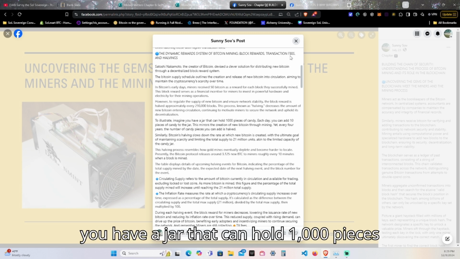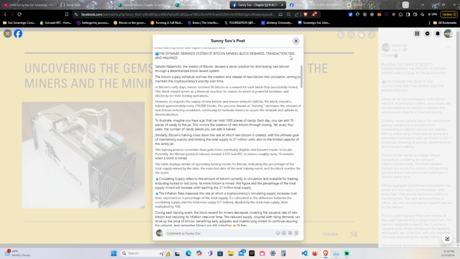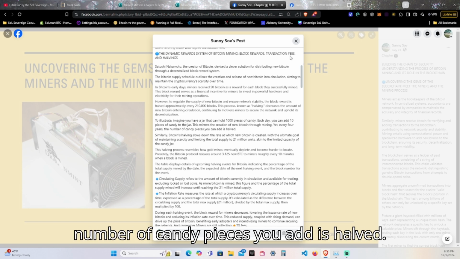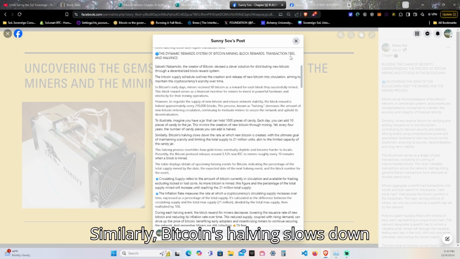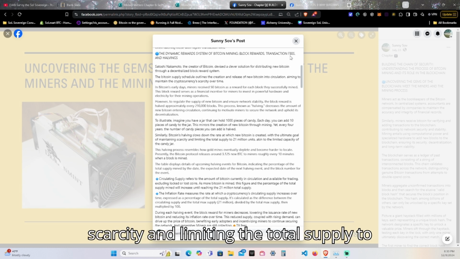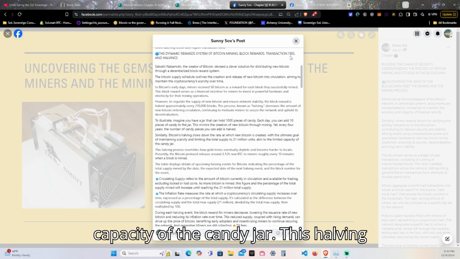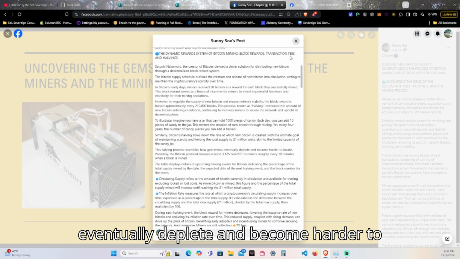To illustrate, imagine you have a jar that can hold 1,000 pieces of candy. Each day you can add 10 pieces of candy to the jar. This mirrors the creation of new Bitcoin through mining, yet every 4 years the number of candy pieces you add is halved. Similarly, Bitcoin's halving slows down the rate at which new Bitcoin is created, with the ultimate goal of maintaining scarcity and limiting the total supply to 21 million units, akin to the limited capacity of the candy jar. This halving process resembles how gold mines eventually deplete and become harder to locate.